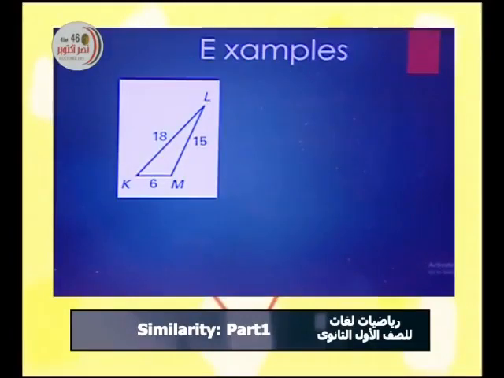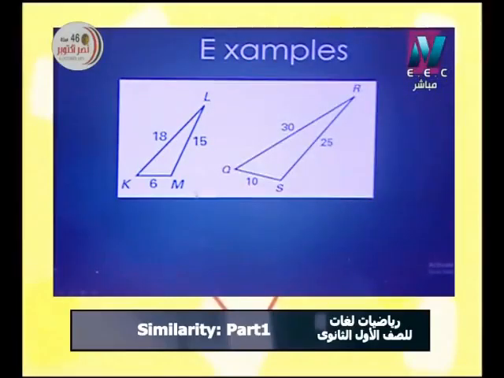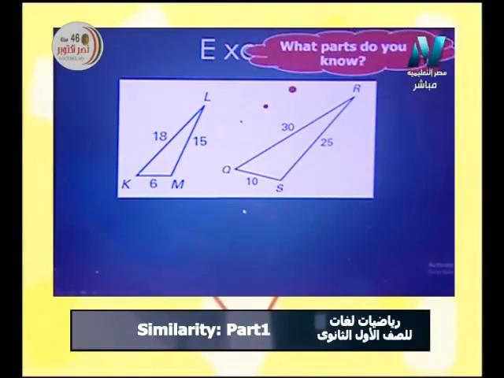We have a triangle LKM. LK equals 18 centimeters, LM is 15, and KM is 6. We have a second one: RQ equals 30, RS equals 25, and QS equals 10 centimeters. We have to verify if they are similar or not. Yes. Test for SSS, because the three sides here are known and the three sides here are known also.